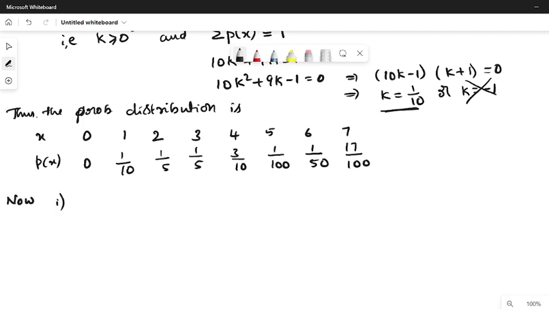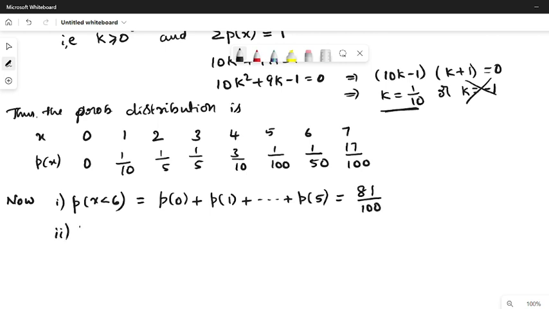Number one, P of x less than 6. P of x less than 6 means we have to find P of 0 plus P of 1 up to P of 5. You can check that this will be 0 plus 1 by 10 plus 1 by 5 plus 1 by 5 plus 3 by 10 plus 1 by 100. This will be 81 by 100.